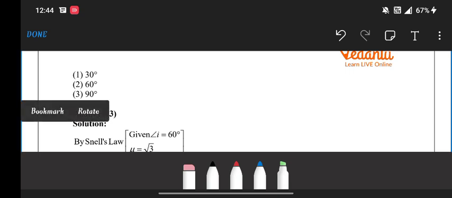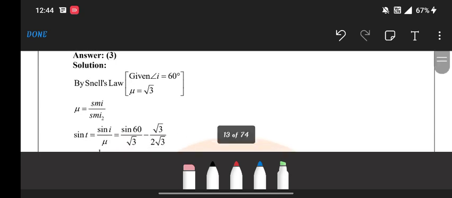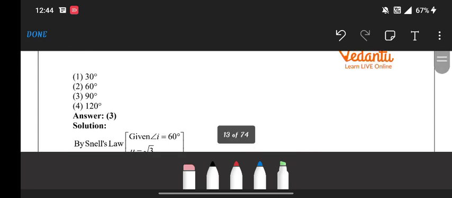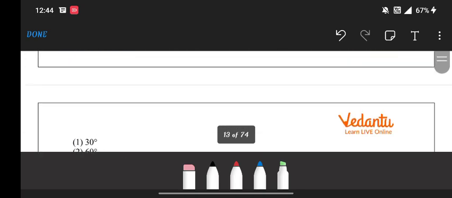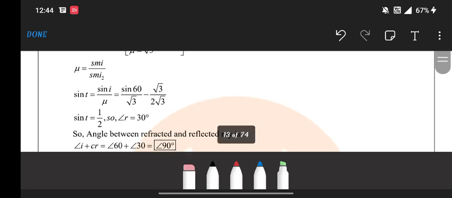So if we use Snell's law, the given angle i is equal to 60 degree, and mu is equal to root 3. So mu is equal to sin i by sin r. So sin r is equal to sin i by mu, that is equal to sin 60 by root 3, which is root 3 by 2 root 3. Therefore sin r is equal to 1 by 2, so angle r will be equal to 30 degree.